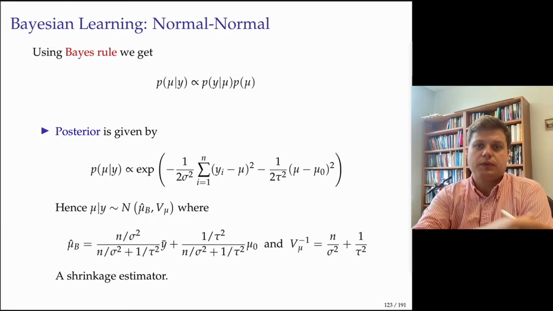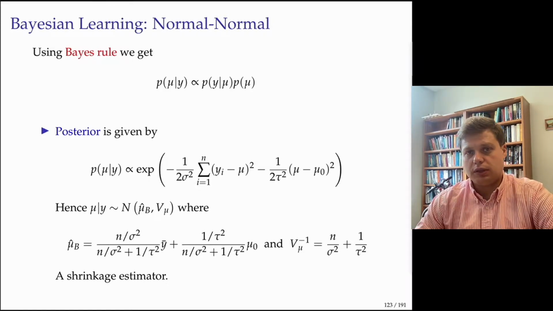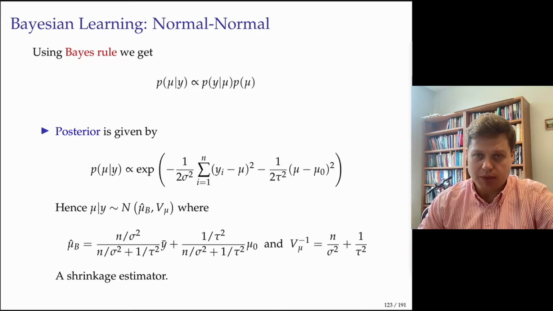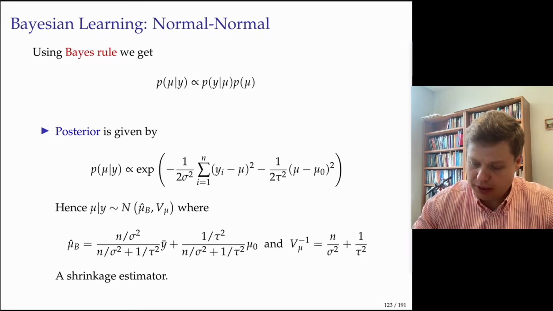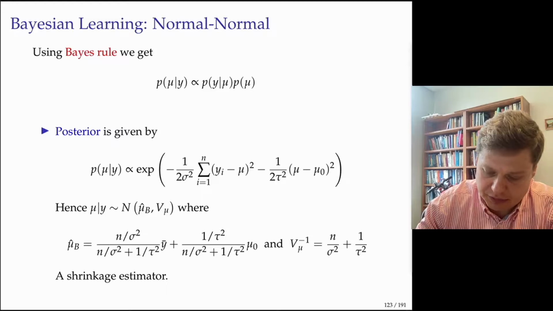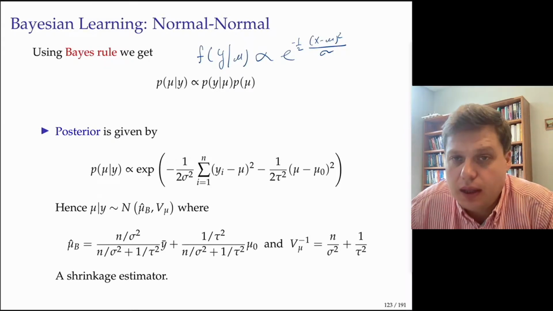So another pair of conjugate likelihood and prior is the normal model. You remember that the density function for the normal is, so I'm going to write it in terms of the likelihood, y given mu, and I'm going to skip the constant. It's just exponent minus 1/2, and then you have (x minus mu) squared divided by sigma.